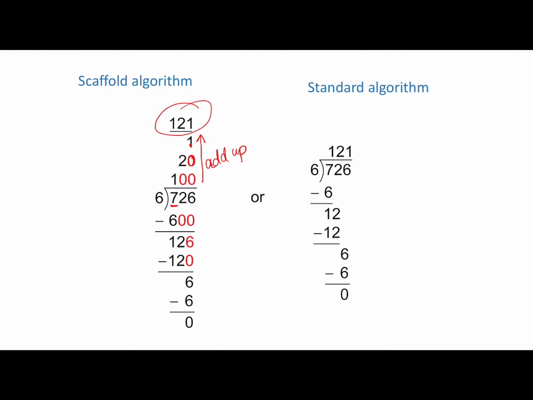Now, once kids are real confident with this, you can move into the standard algorithm where you see we no longer show those red zeros and we sort of collapse those numbers that were on top.